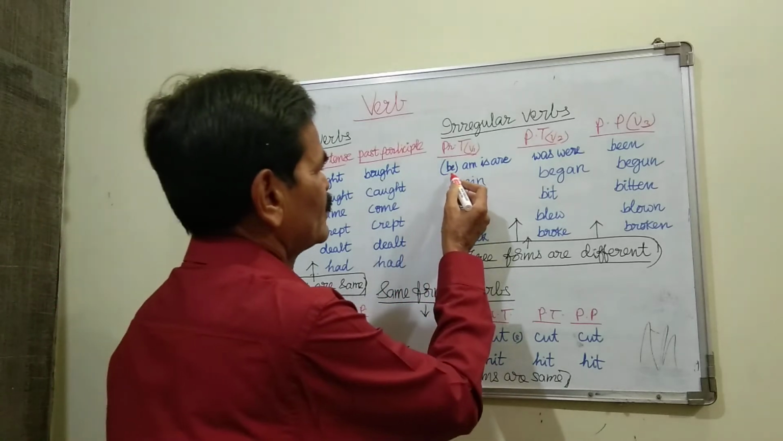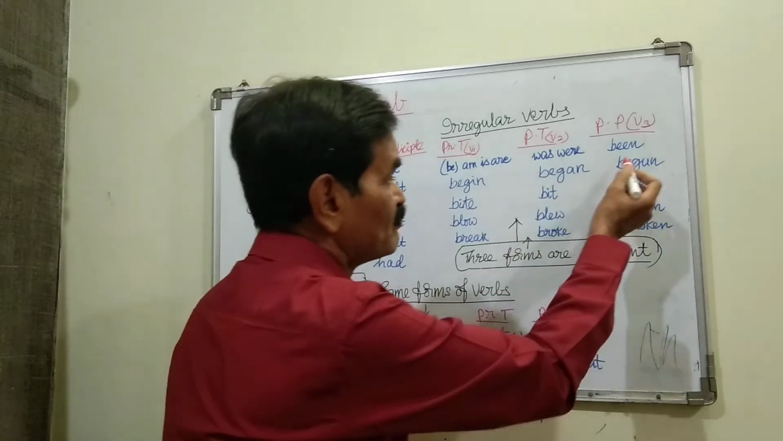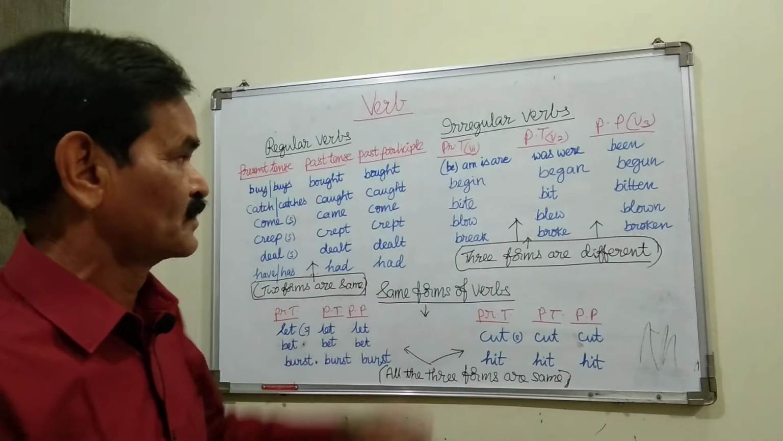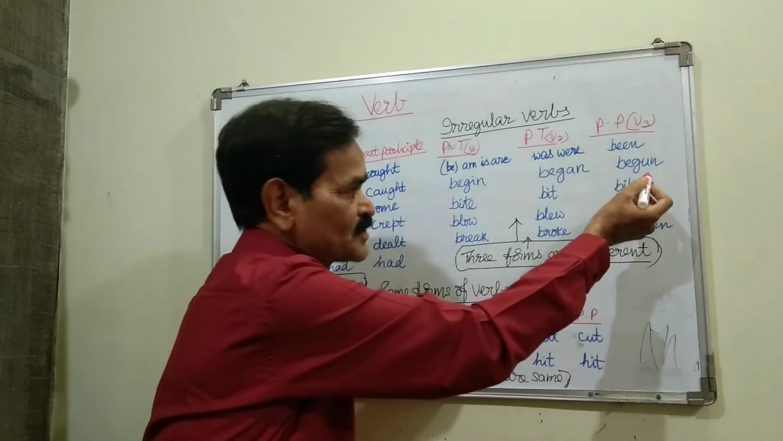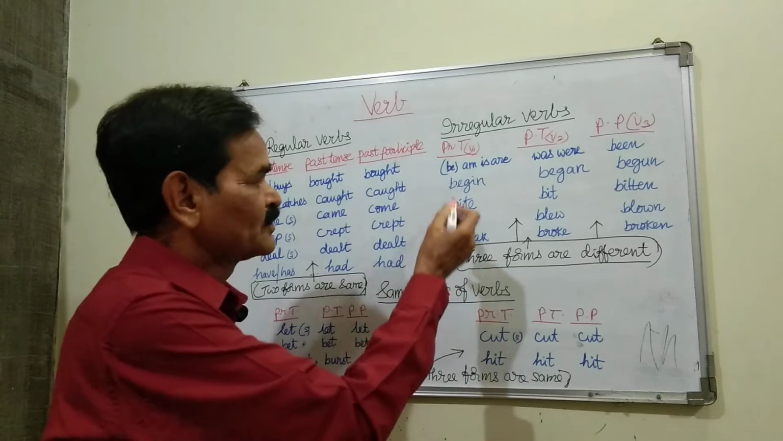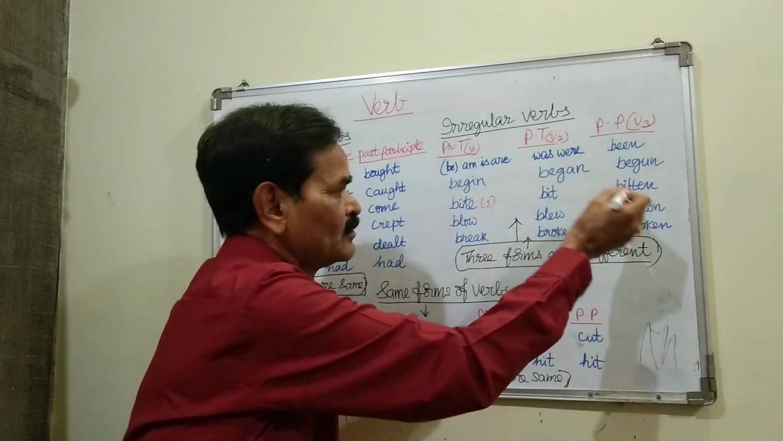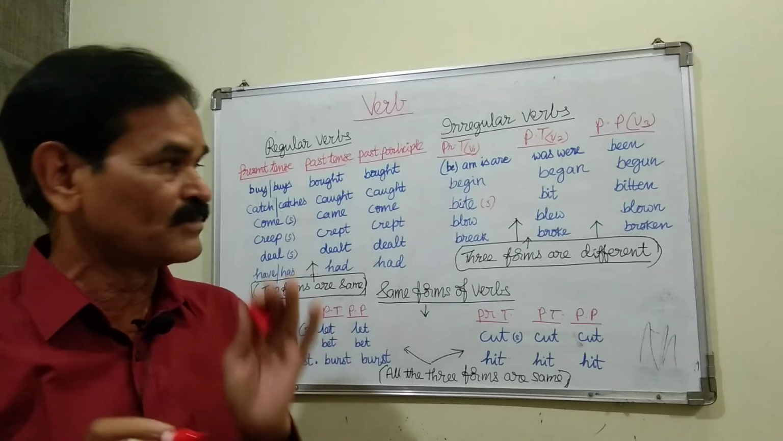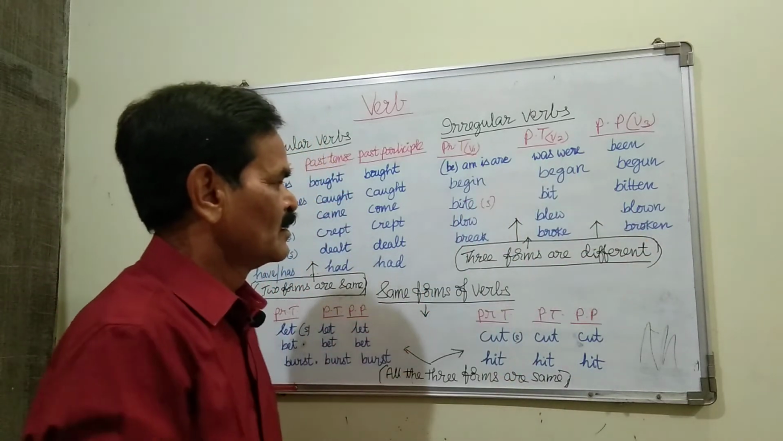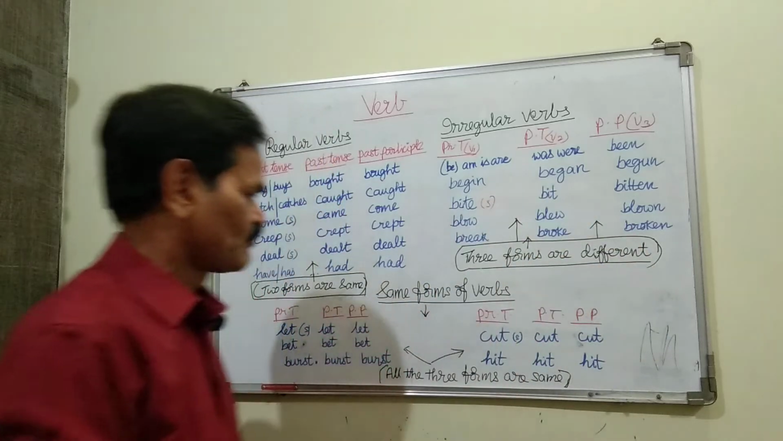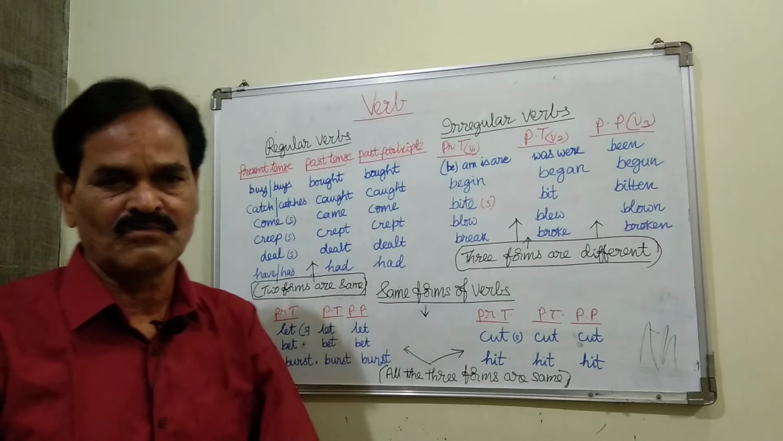Okay. Here be, or am, is, are in the present, was or were in the past, been is the past participle. And begin, began, it is not began, it is begun, the past participle. Bite, present tense bite or bites, bit, bitten. Bit, if it is used as a verb, is the past tense. Blow, blew, blown. Break, broke, broken. These are irregular verbs because all three forms are quite different.